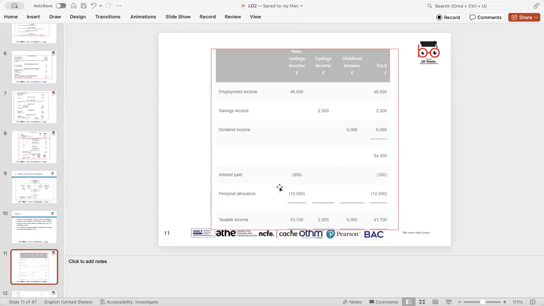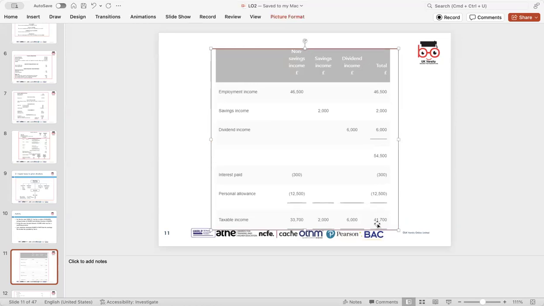So taxable income is 54,200 pounds. We deduct the personal allowance, which is 12,500 pounds. Taxable income is then 41,700 pounds.